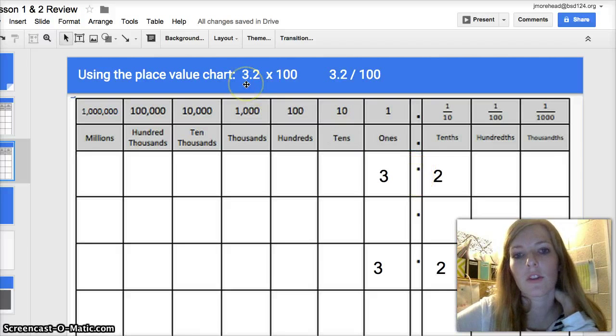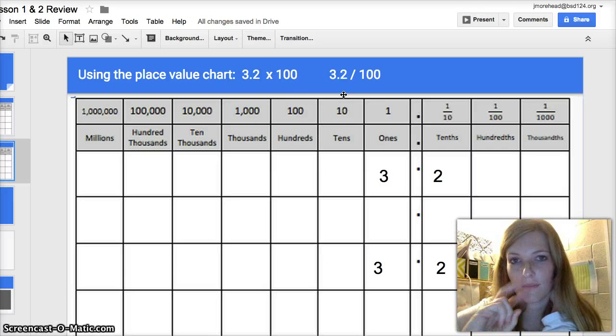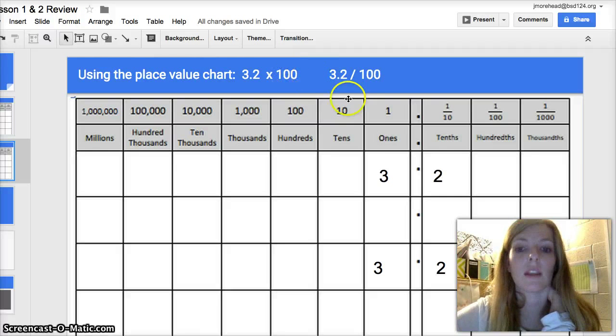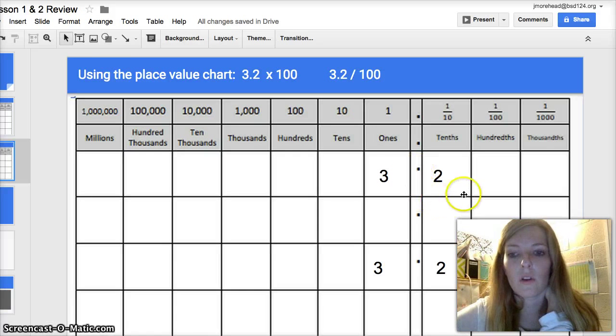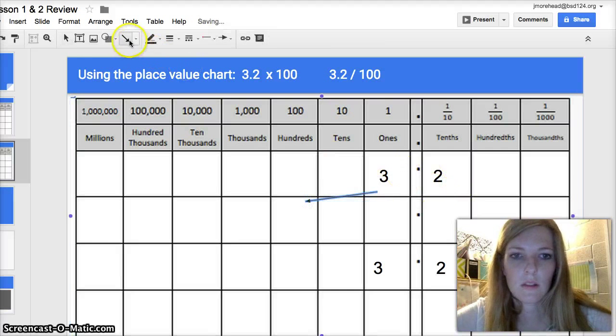For the first example, 32 times 100, how many places am I going to be moving? 2 is the correct answer because each box is worth 10, and 10 times 10 is 100. So here are my 2, or you can just count the zeros. 2 zeros mean I'm moving it 2 spaces. So I'm making it larger, which means essentially I'm just moving my decimal over 2 places, which will result in my numbers being moved here.